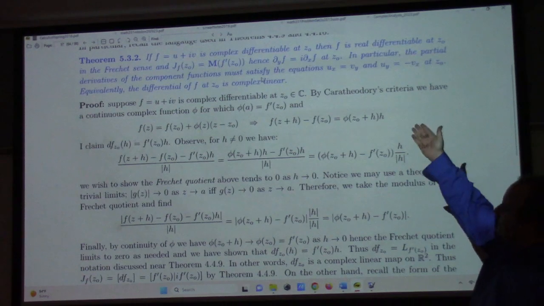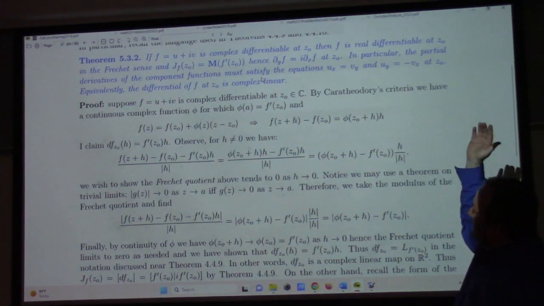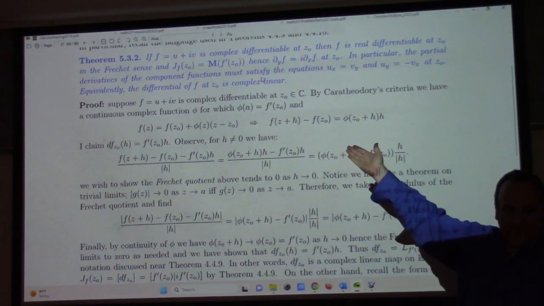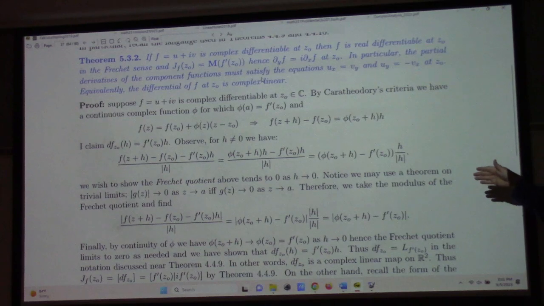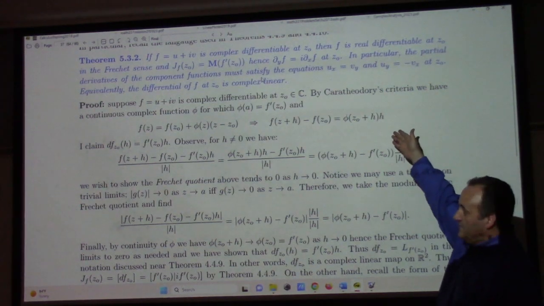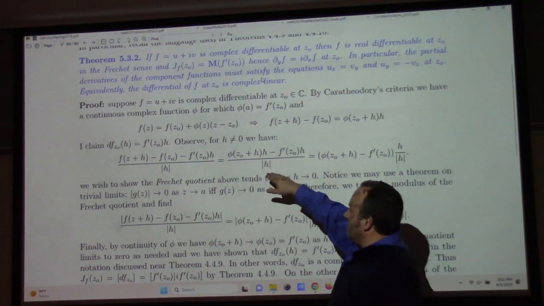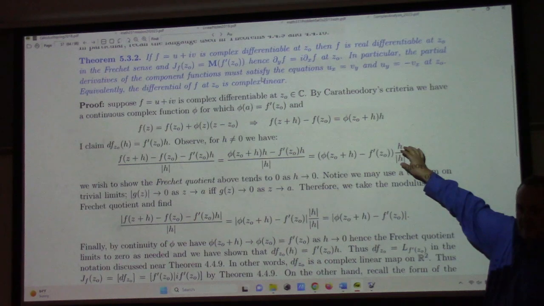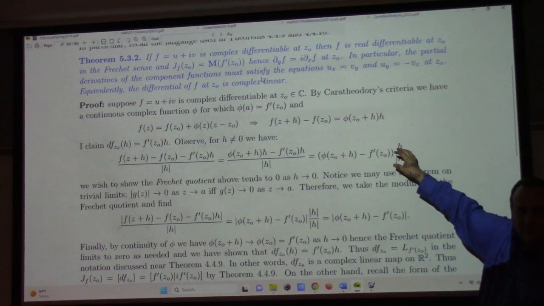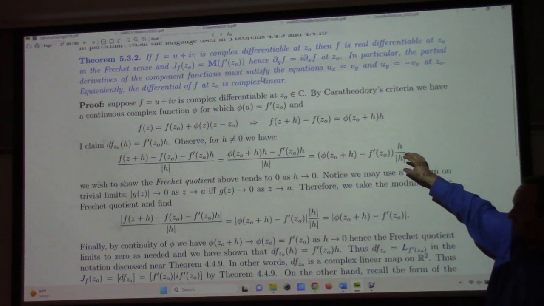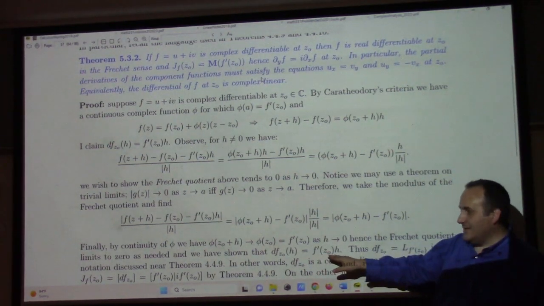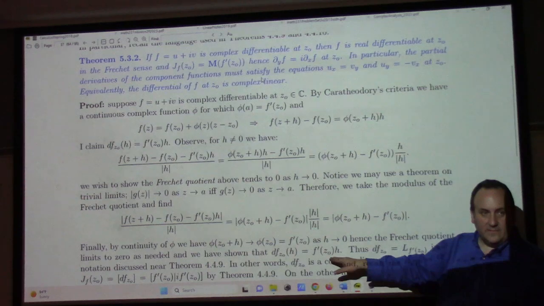So this theorem says if it's complex differentiable, then the Jacobian is in the regular representation of the complex numbers. The proof, I use the Caratheodory expansion for the function, and I show that the Caratheodory function can be used to show that the Frechet quotient is satisfied, which then shows you that it is real differentiable. And since it's real differentiable, it has a Jacobian matrix, and that Jacobian matrix has the formula that's generated by f prime of z naught times h, which is to say that it's complex linear.